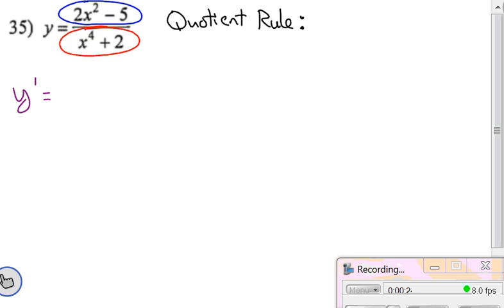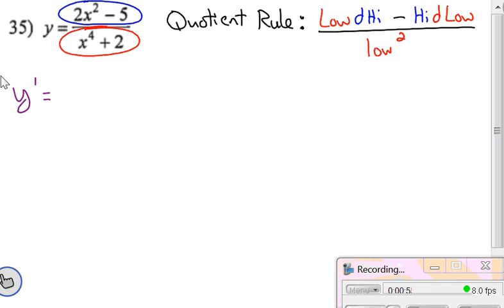which is, if you remember, low, let's do it in the right color, low times the d of the high minus high times the d of the low, all divided by the low squared. So that's what we have to do here. Okay, so let's get started.